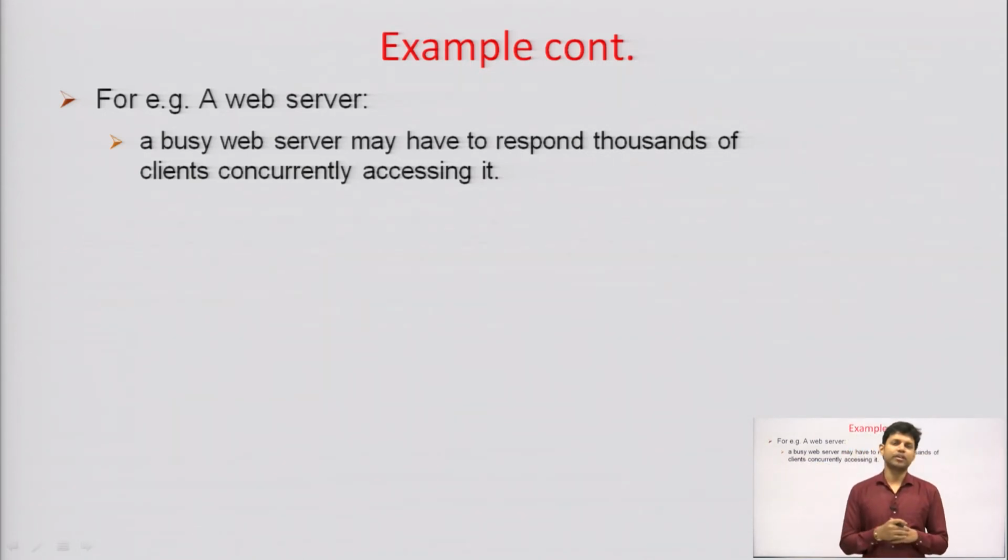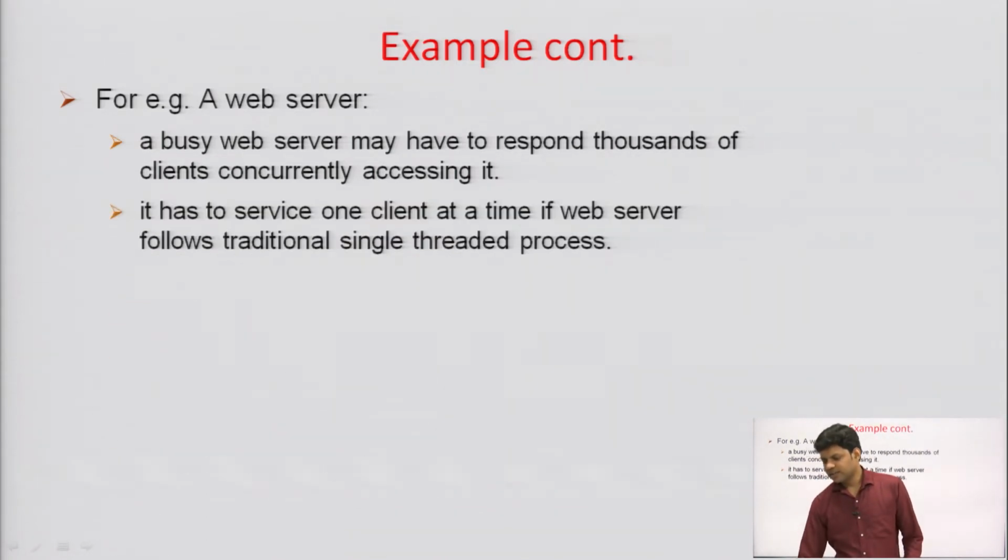Suppose there is a web server, like the one at AKTU, when results come for a semester, like the 7th semester, 3rd semester, 8th semester results. So what happens at that time? All the students are concurrently accessing the same web server for getting their result. So how can this multi-threaded architecture help?